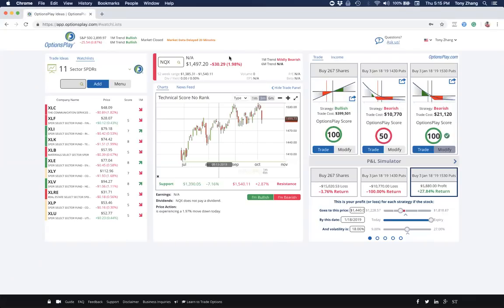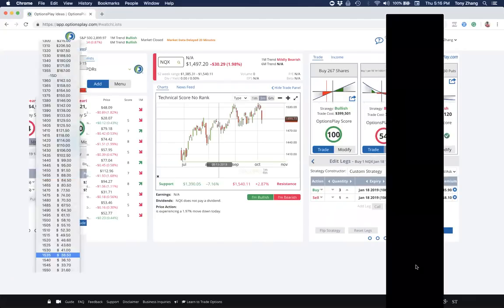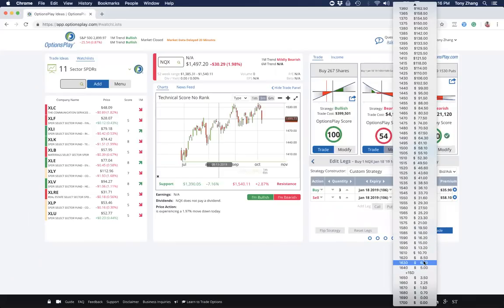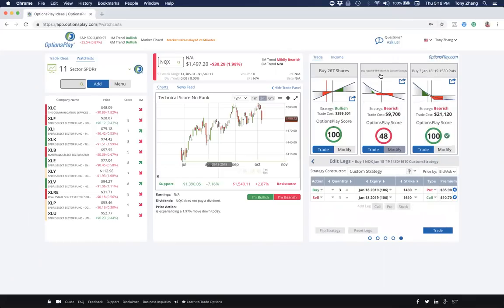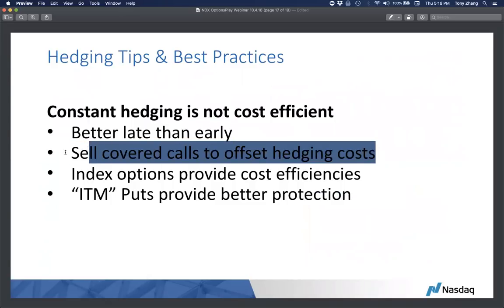Can you use a collar for this? So you can, however, I wouldn't recommend doing that because your collar is not actually collared, because if you were to sell a call against this, let's say we sold a higher call, as you can see, because you don't actually own the NQX index, this is not a covered call. This is actually a naked call. So that's why in my slides, I suggested that if you want to offset the cost of buying that hedge, you want to sell covered calls on the underlying stock itself.